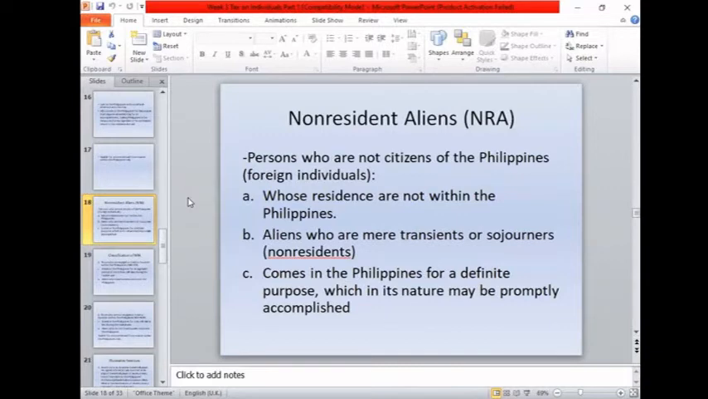The non-resident aliens are only here in the Philippines for a short period of time, just like transients, sojourners, tourists, or missionaries. They only come to the Philippines for a definite purpose for a short period of time. Let's say an artist will go to the Philippines for a concert. Example, BTS visits the Philippines for a 2-day concert. So that is a non-resident alien. BTS is a non-resident alien in the Philippines.